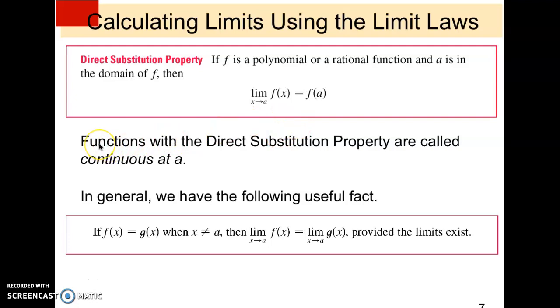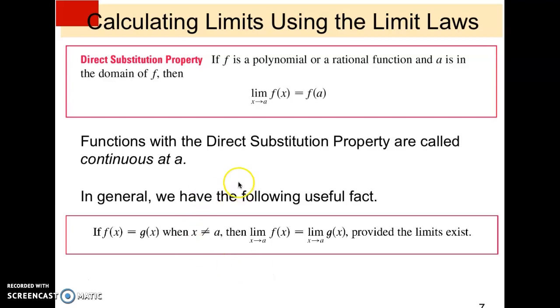This is called the direct substitution property. Functions with the direct substitution property are called continuous at a. In other words, there are no holes or jumps or anything at that value of a. In general, we have this useful fact: if f and g are equal to each other when x is not equal to a, then the limit of the f function and the limit of the g function will equal each other, provided the limit exists.